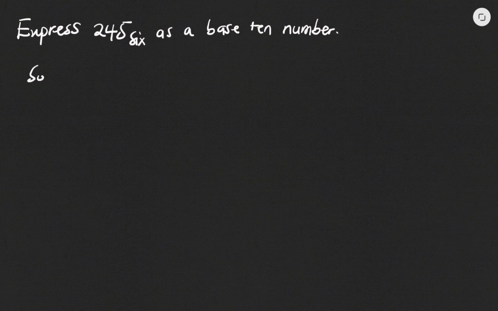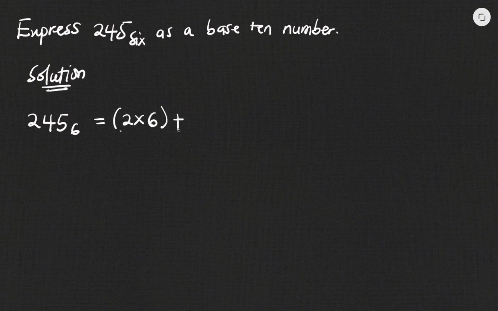All right, so let's write the solution to this problem. So 245 base 6 will be equal to 2 multiplied by the base, which is 6, plus 4 multiplied by the base, which is 6, plus 5 multiplied by the base, which is 6. So we give powers to the base starting from our right to left. So we have 0, 1, and 2.